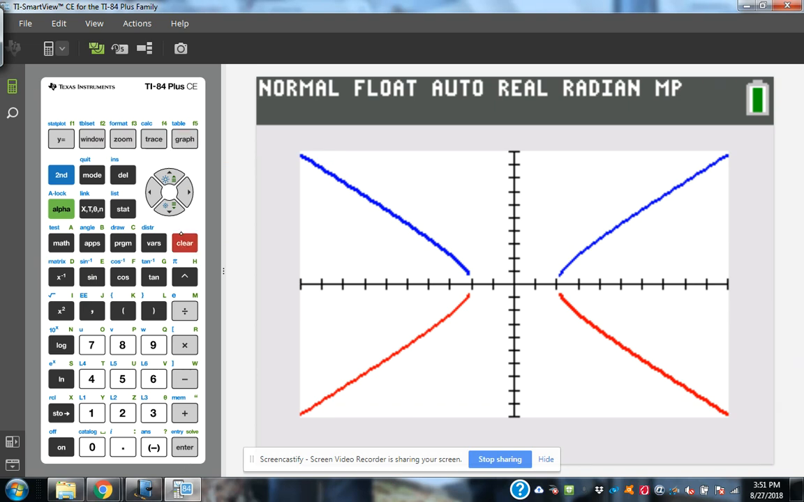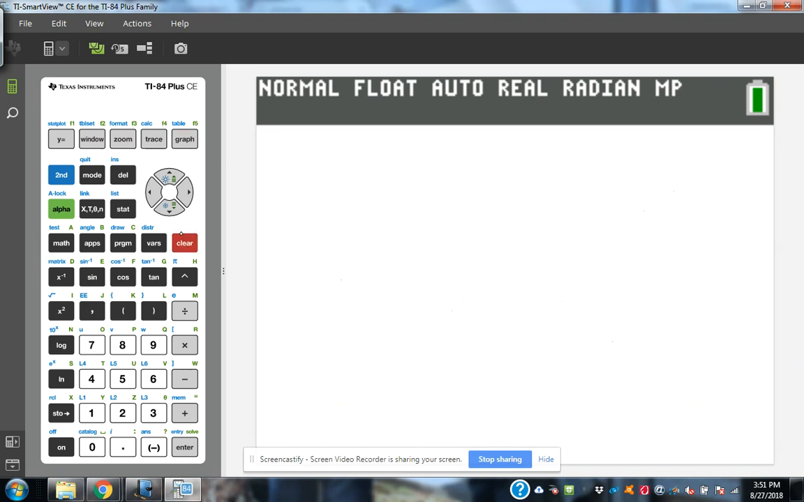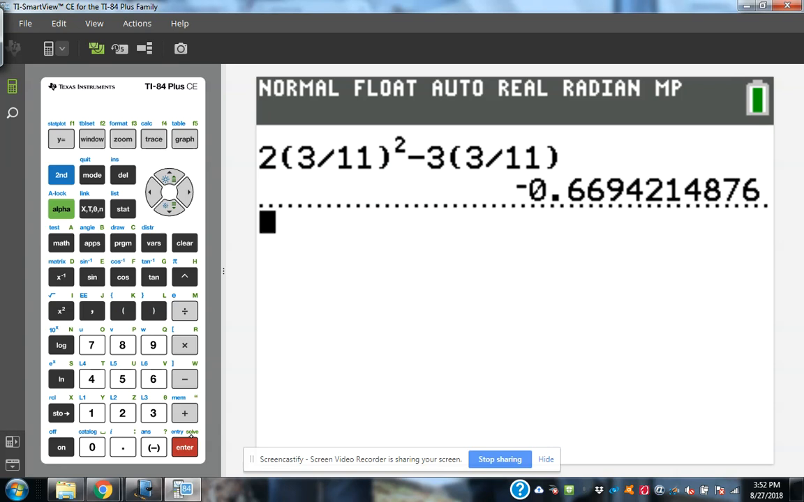One way would be just on the regular home screen, the calculator screen. If you're in the graph, to get back there, you can hit clear and it'll take you back there, or you can hit second and then the mode button, which will always take you back here no matter where you're at on the calculator. So second mode is always the get-me-home buttons for the graphing calculator. So one way is just type it in directly, 2 parentheses 3 divided by 11, and then squared minus 3 parentheses 3 divided by 11. And that gets you this.